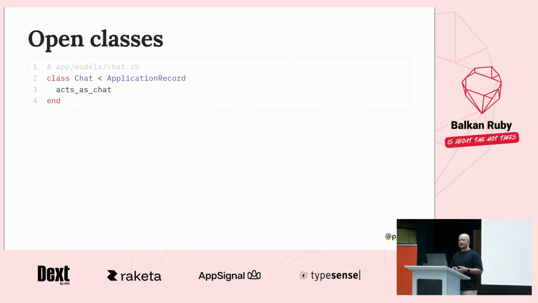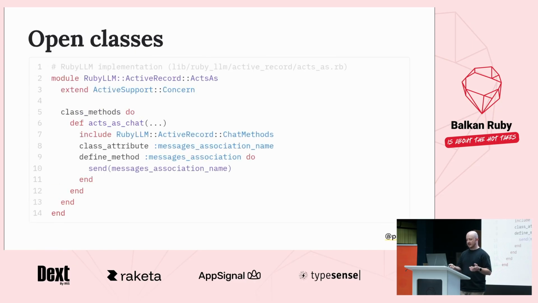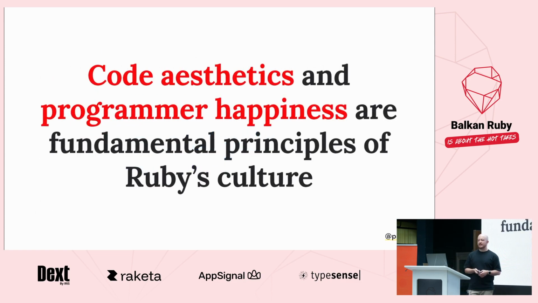And on top of that, we have sharp knives, like open classes. We can monkey patch them as we want. And in fact, we open them up and we add some extra features and extra methods to them in RubyLLM as well. What's my point? My point is that code aesthetics and programmer happiness are fundamental principles of Ruby culture.